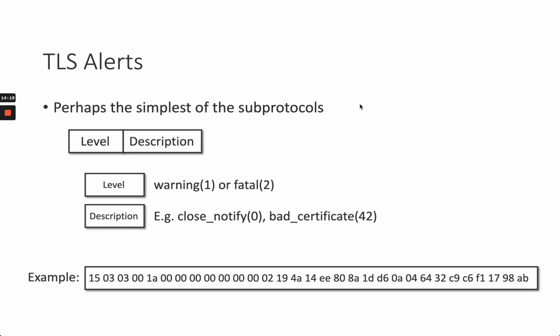Remember, every message is a record, and the record starts with a header and then the payload. You can actually read the header here. It's in hex, which is slightly confusing. So this is the record header. 15 is equal to 21, which is alert. 33, that's the TLS version number, so that's TLS 1.2. And then 001A is the length of the remainder of the message.